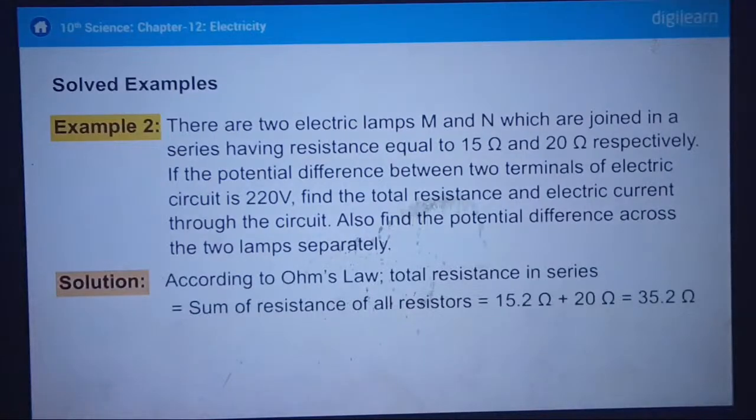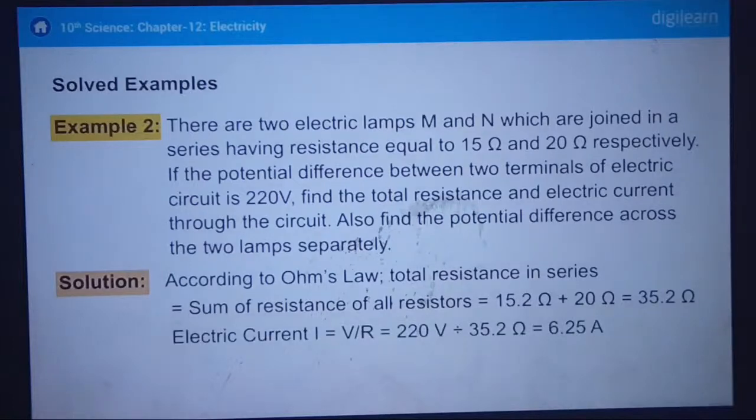According to Ohm's law, total resistance in series equal to sum of resistance of all resistors equal to 15.2 ohms plus 20 ohms equal to 35.2 ohms. Electric current I equal to V by R equal to 220 volts divided by 35.2 ohms equal to 6.25 amps.